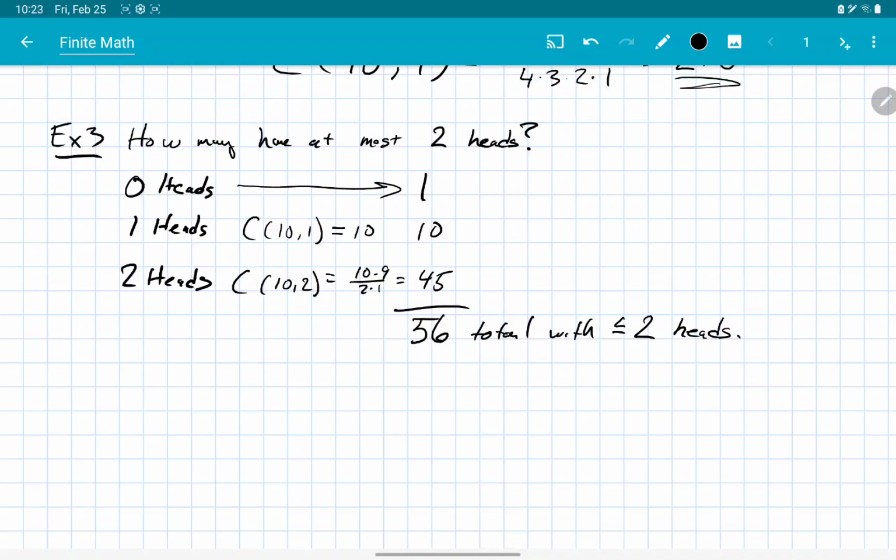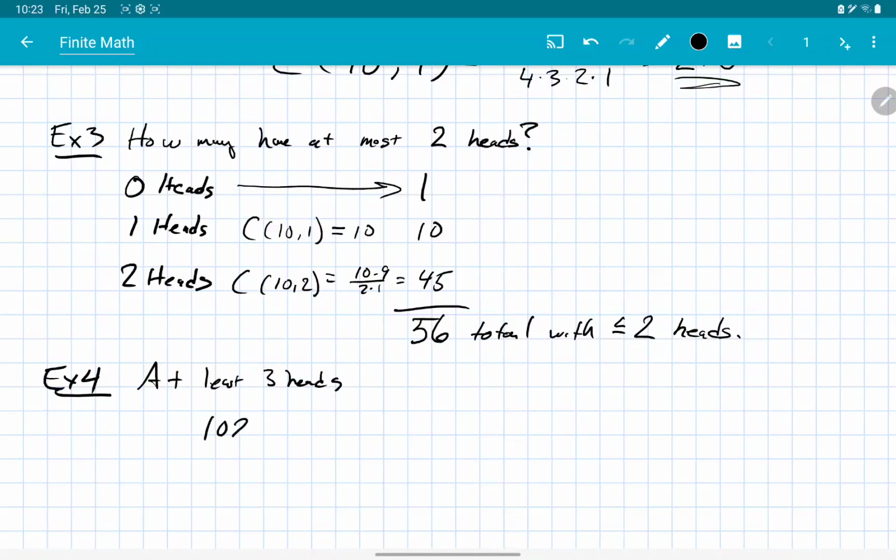All right, how about at least 3 heads? We can do this one rather quickly. Does anyone see how to do this one rather quickly? We need at least 3 heads, Kayla? You can take the complement of the other one. Exactly. This is the complement of the previous one.